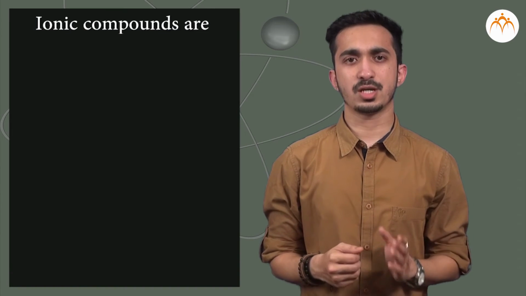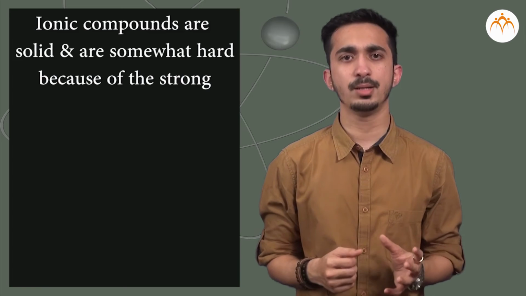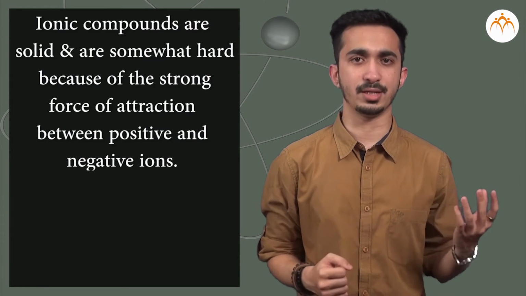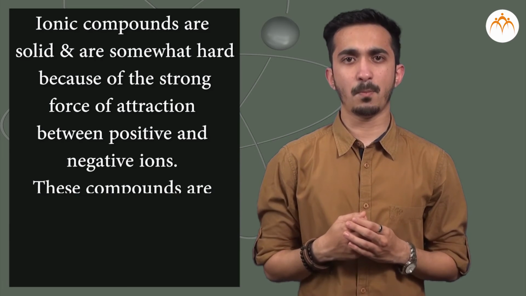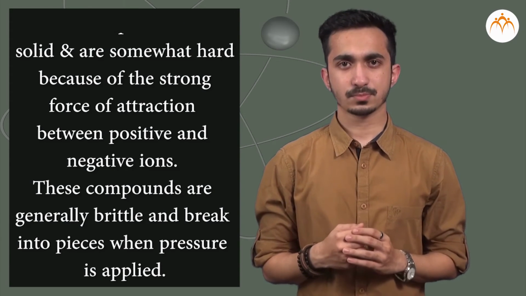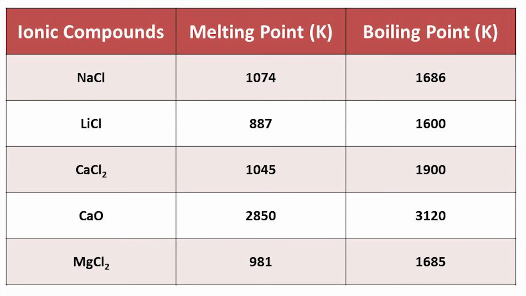You may have observed the general properties of ionic compounds. Ionic compounds are solid and are somewhat hard because of the strong force of attraction between the positive and the negative ions. These compounds are generally brittle and break into pieces when pressure is applied. Ionic compounds have high melting and boiling points. This is because a considerable amount of energy is required to break the intermolecular force of attraction.